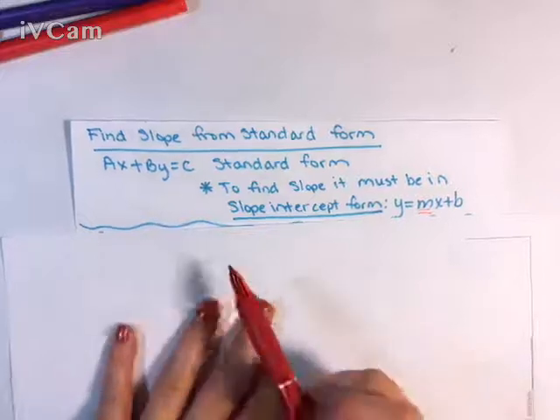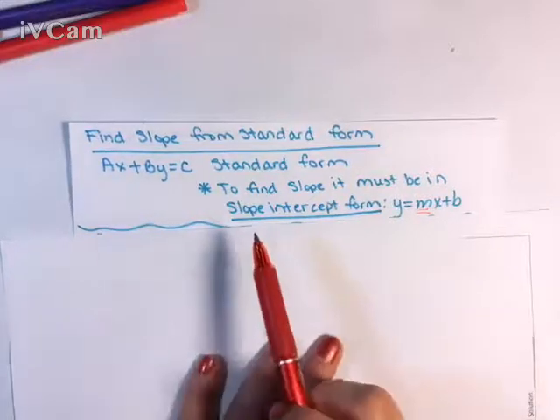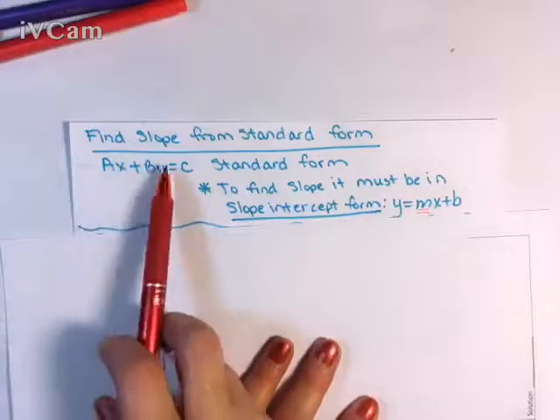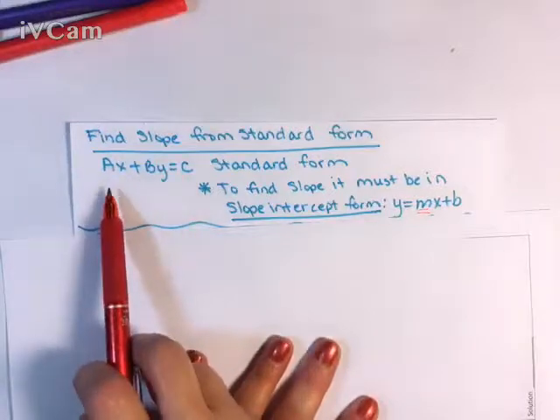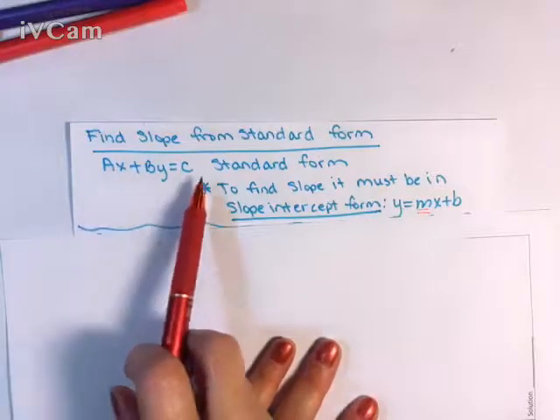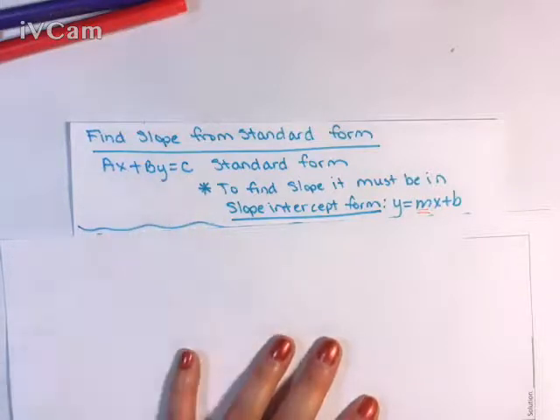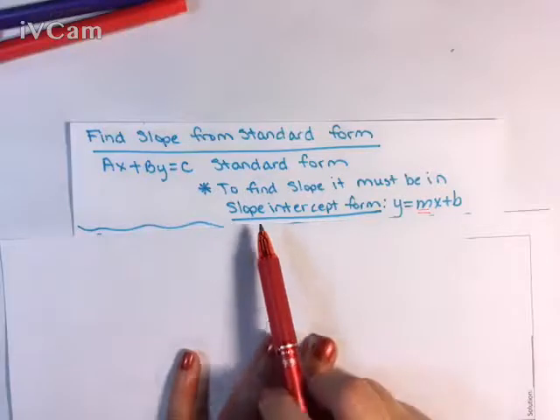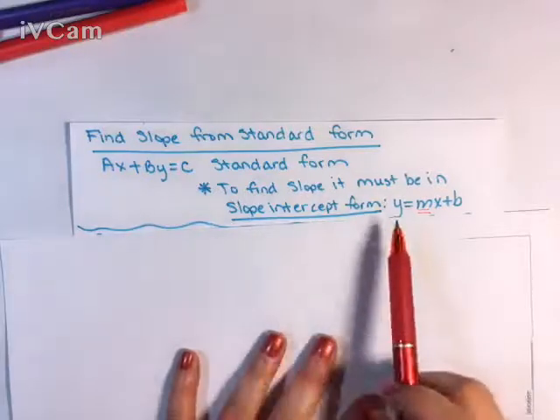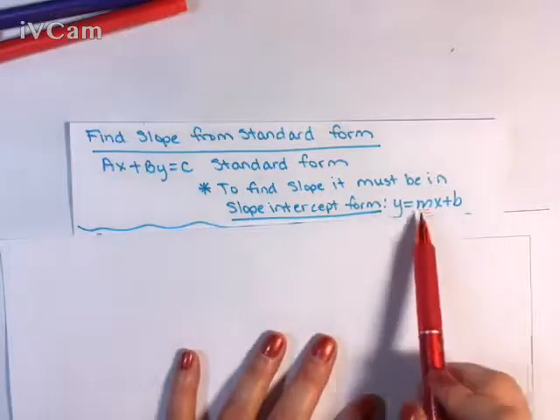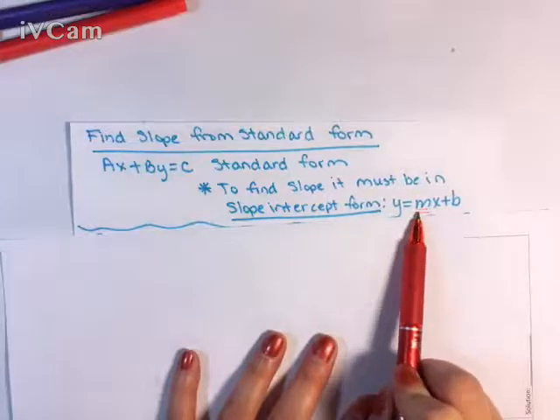In this video, we're going to look at how to find the slope when your equation is given to you in standard form. Standard form is ax plus by equals c, where a is positive and there's no fractions. In order to find the slope, though, you need it to be in slope-intercept form, which is y equals mx plus b, and your slope is that m value, or the number in front of your x.